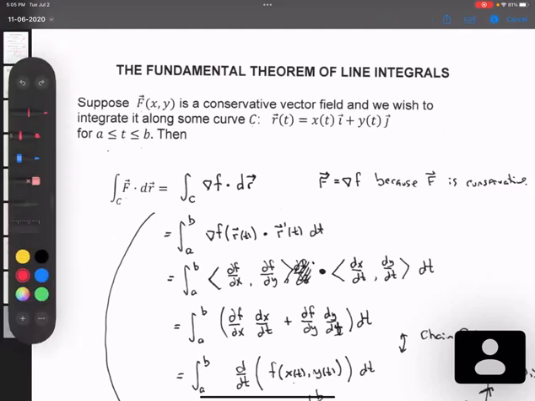Why is this going to be important? Because let's say you have A and B, and you want to find the path integral between A and B, or the line integral, sorry. So maybe it could be that way, or it could be this way. This theorem is going to tell you that it doesn't matter which path you choose, the line integral is the same. This is amazing, okay? This is fundamental in physics.